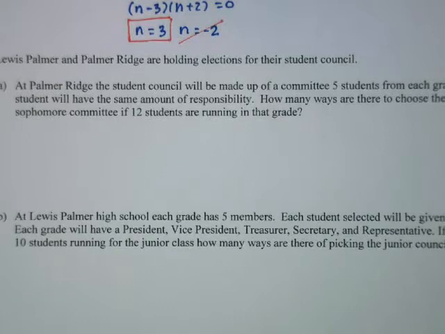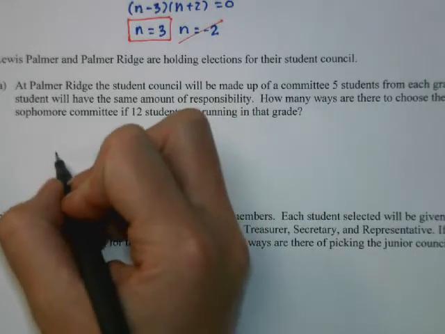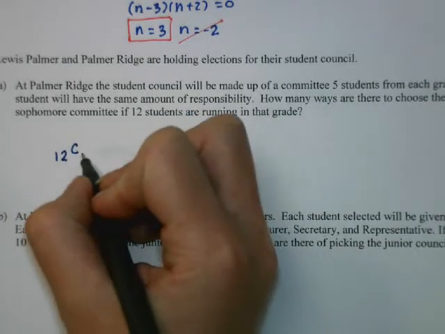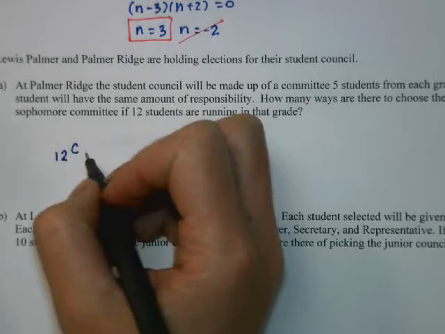All right, the next question. Lewis Palmer and Palmer Ridge are holding elections for their student council. At Palmer Ridge, the student council will be made up of a committee of 5 students from each grade. Each student will have the same amount of responsibility. So how many ways are there to choose the sophomore committee if 12 students are running in that grade? So this is going to be a combination because order does not matter. So we have 12C5.